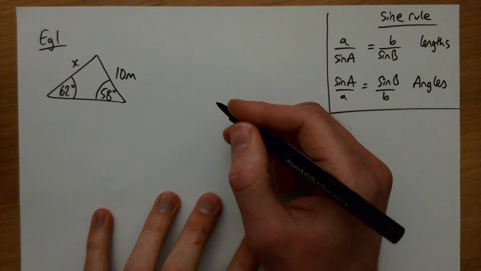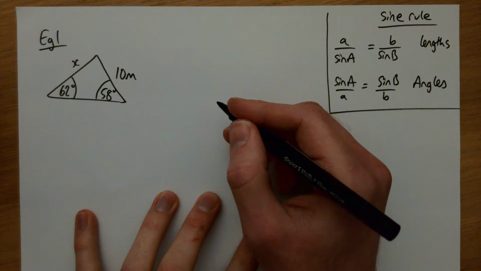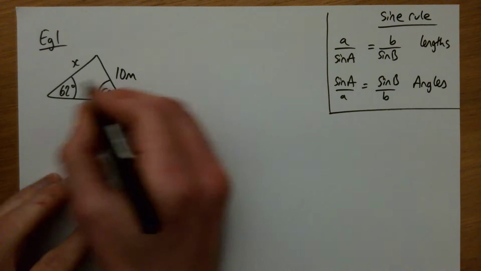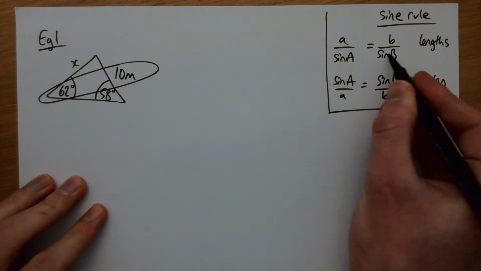Okay, in this short video we're going to look at the sine rule, and you use that when you're given a triangle that's not right angled and you have a side and its opposite angle. Now in this case we're working out a length, so I'm going to use the top formula here.